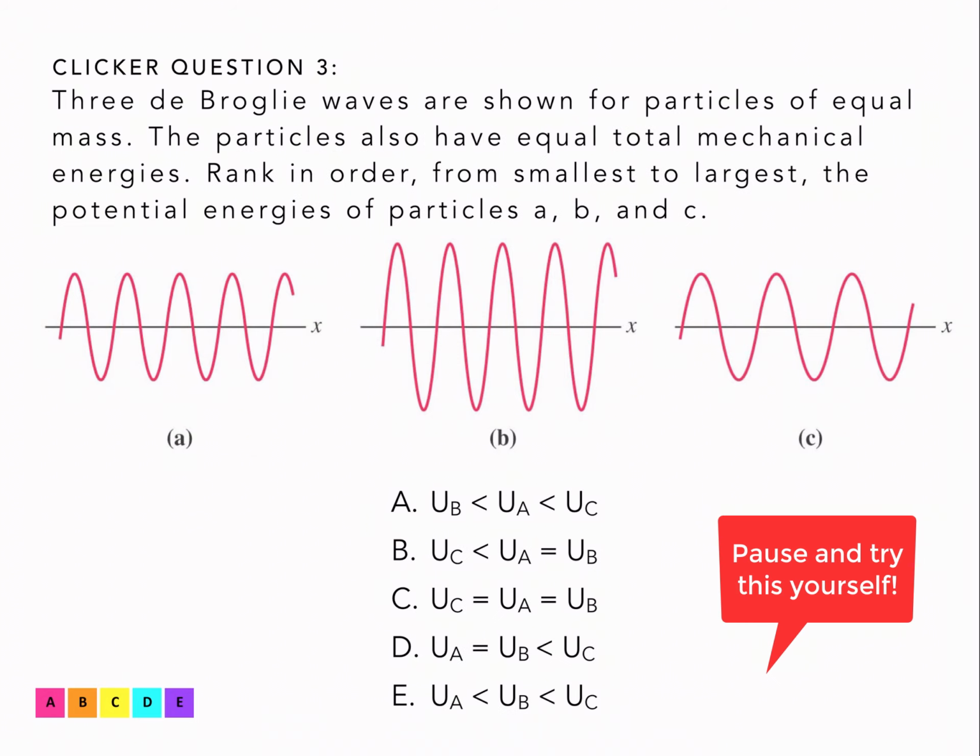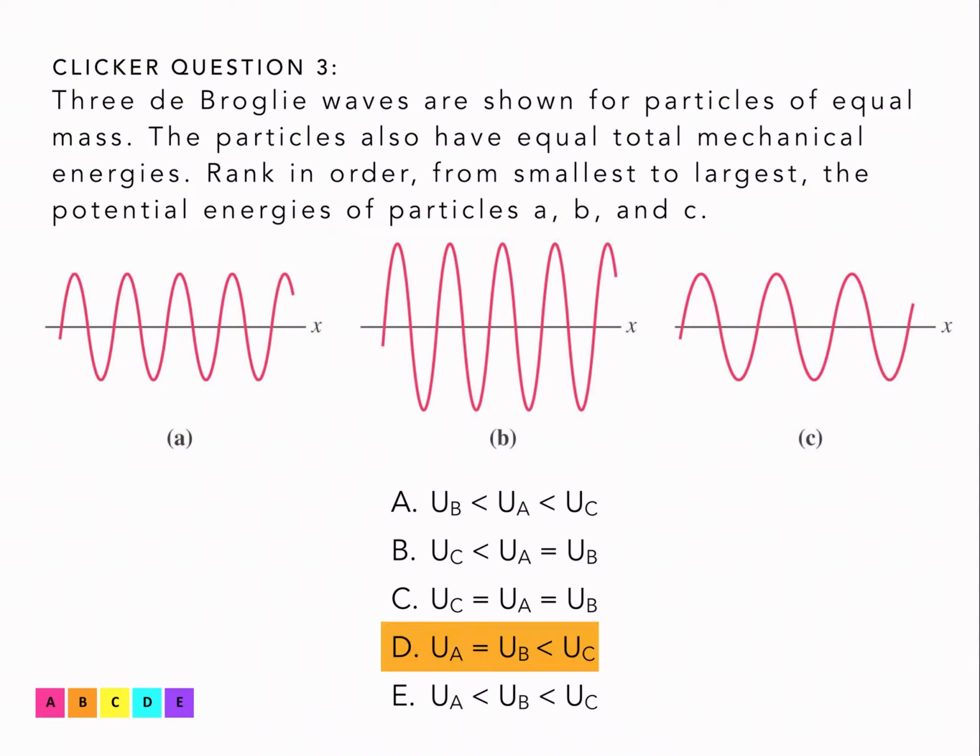Now we're going to talk about potential energy. So let's try this one out. So the potential energies of particles A, B, and C should be just the opposite of the kinetic energy. So if you have a large kinetic energy, you should have a smaller potential energy. So that means A and B are still the same, but C should now be bigger.